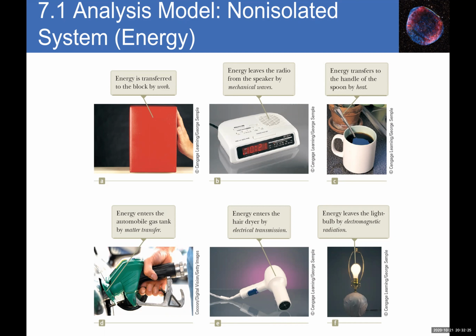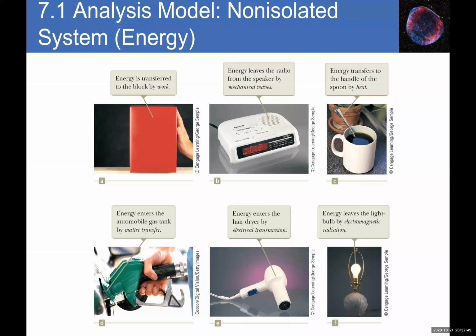So energy transfer: let's say you have a cup of coffee, and energy is transferred to the handle of the spoon by heat. You put a metal spoon inside hot coffee, and within seconds the metal spoon is hot. Why? Because energy is transferred from the hot coffee to the cooler spoon, and that's energy transfer going from one object to another.